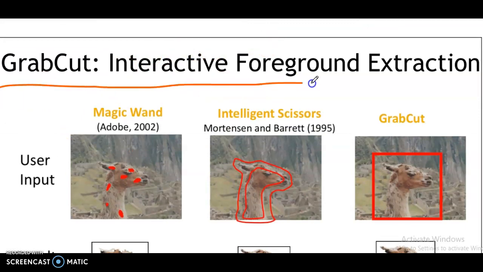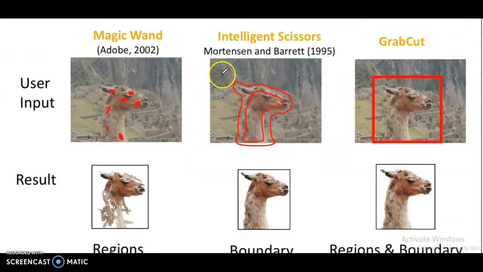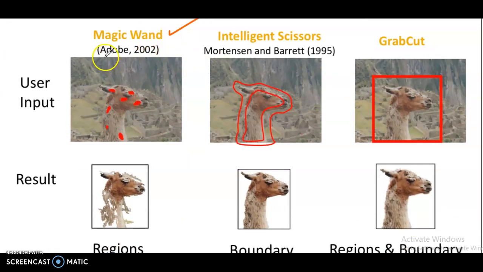GrabCut: interactive foreground extraction. Magic Wand, Adobe 2002, with user input. Intelligent Scissors, Mortensen and Barrett 1995, used for cutting. This is Magic Wand in Adobe 2002. Here is GrabCut. This is Intelligent Scissors.